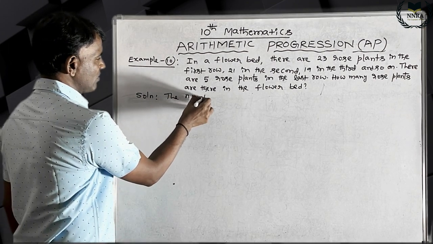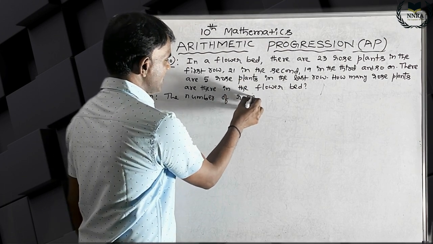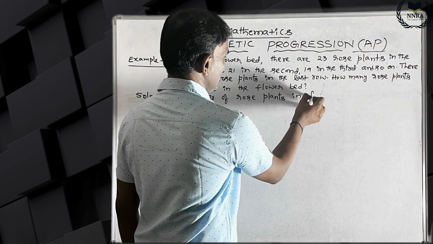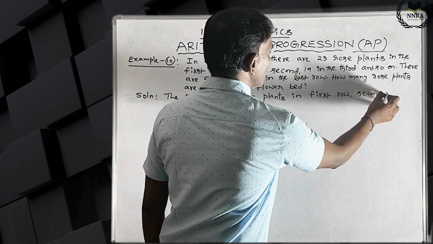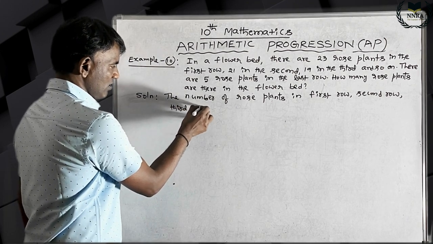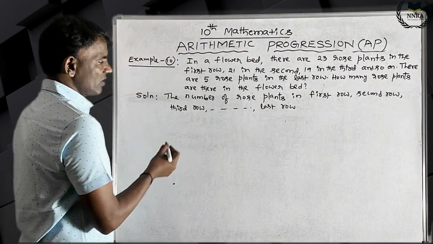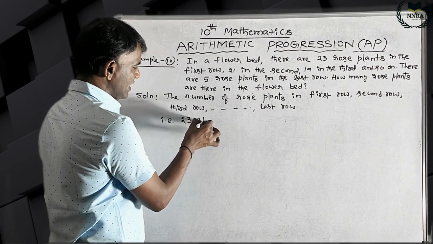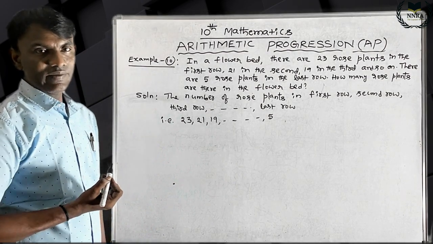The number of rose plants in first row, second row, third row, and so on, last row. So 23 are in first row, right? Then 21 are in second row, 19 are in third row, and 5 are in last row. That is the given data.